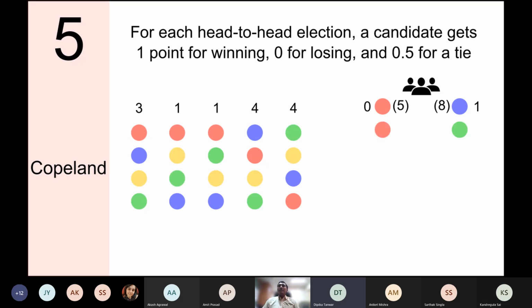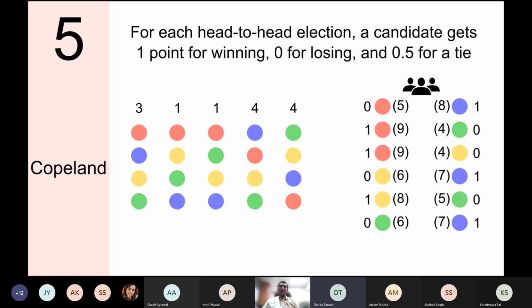Okay. Let's look at another head-to-head. So this time between red and green. Okay, so red is preferred by 3 + 1 + 1 + 4 or 9 voters versus 4 for green. So this time red gets a point and green gets nothing. Okay, I hope the action of the voting rule is clear. And you do this for all pairs. Okay, so there's 4 candidates, so there's 6 pairs.